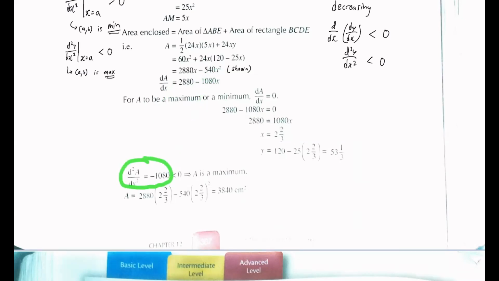You don't even need to substitute x equals 2/3 here because the derivative is so simple. It's just a constant. If you try to sub in x equals 2/3, it still remains as the constant negative 1080. So now this is less than 0, negative. Then you can conclude A is a maximum. So last step, y is not the area yet. We still need to sub in x into the formula for the area, which is 2880x minus 540x squared. And then finally, we get our answer for the area.